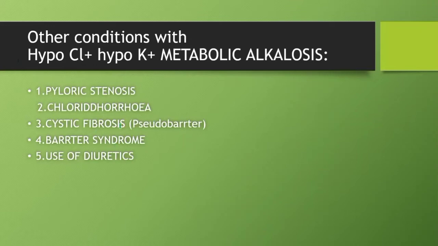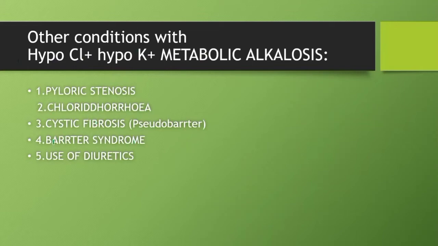Now, cystic fibrosis. Cystic fibrosis is also known as pseudo Bartter. Why known as pseudo Bartter? Because the blood picture is the same as Bartter: hypochloremia, hypokalemia, metabolic alkalosis. Now, how will you differentiate between these two conditions? If they are saying your child has come to you with hypochloremia, hypokalemia, metabolic alkalosis, and if it is cystic fibrosis, there will be a history of faltering growth. There will be a history of repeated respiratory tract infection. So that is how you're going to differentiate.